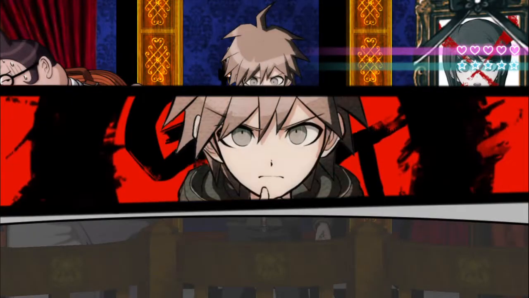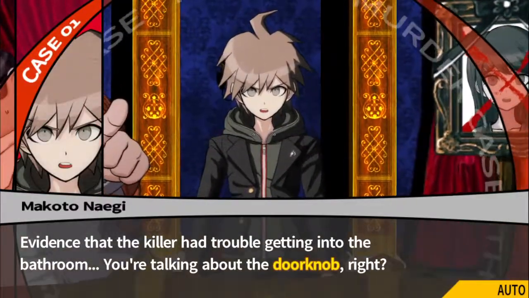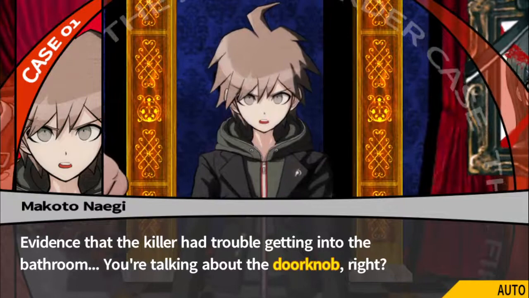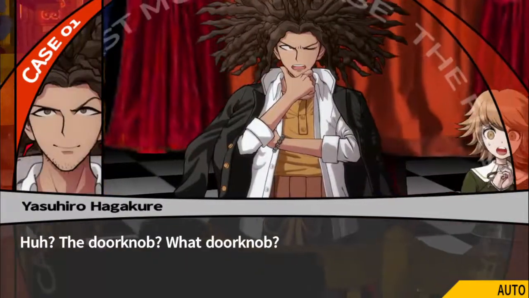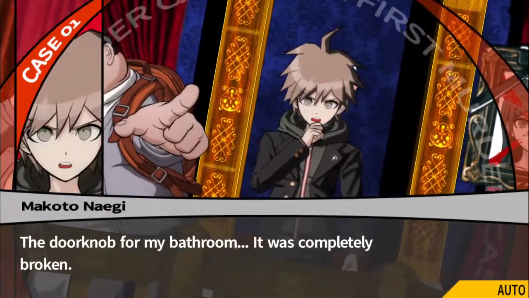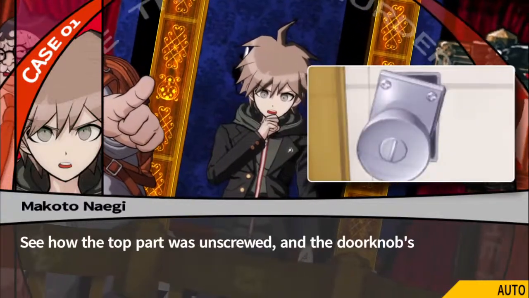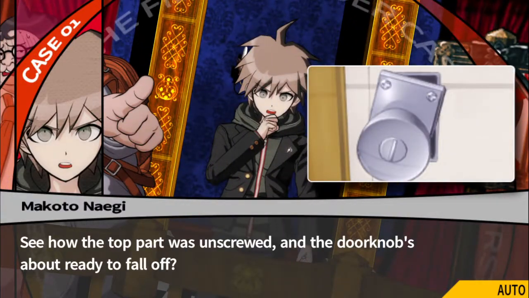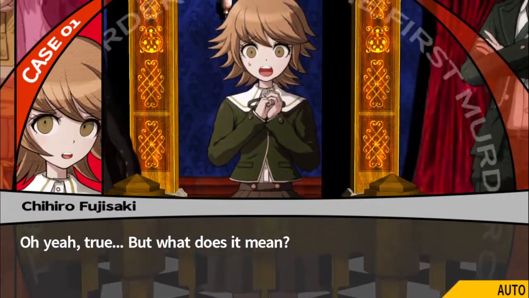I got it! Evidence that the killer had trouble getting into the bathroom. You're talking about the doorknob, right? Huh? The doorknob? What doorknob? The doorknob for my bathroom. It was completely broken. See how the top part was unscrewed? And the doorknob's about ready to fall off? Oh yeah, true. But what does it mean?